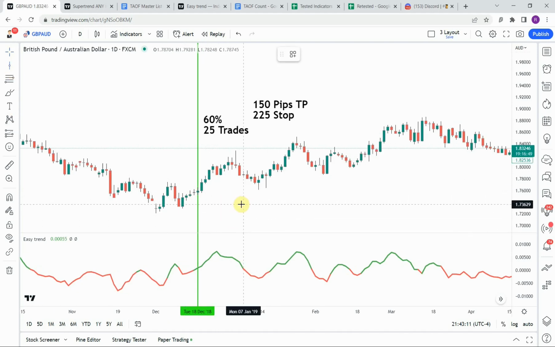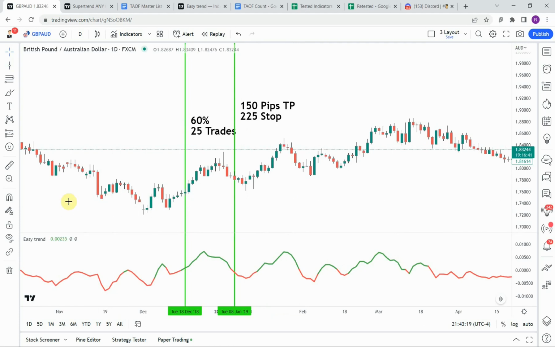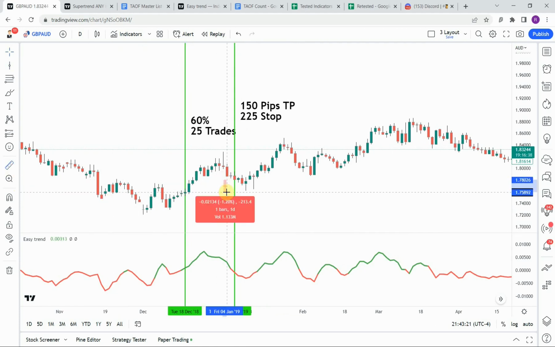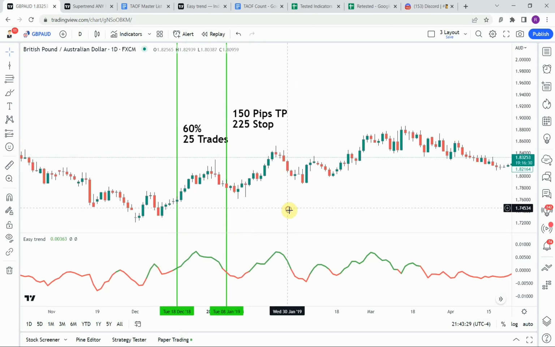Then if we track forward here, looking at our coordinates, we are in the green, and then drop into red right there. And once again, you can see that we make a decent little push to the downside there. Not as great as this one, but enough to come down and get us to our take profit nonetheless.